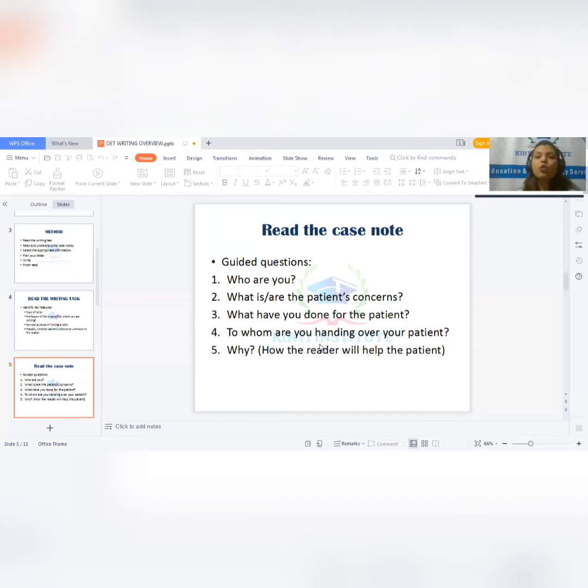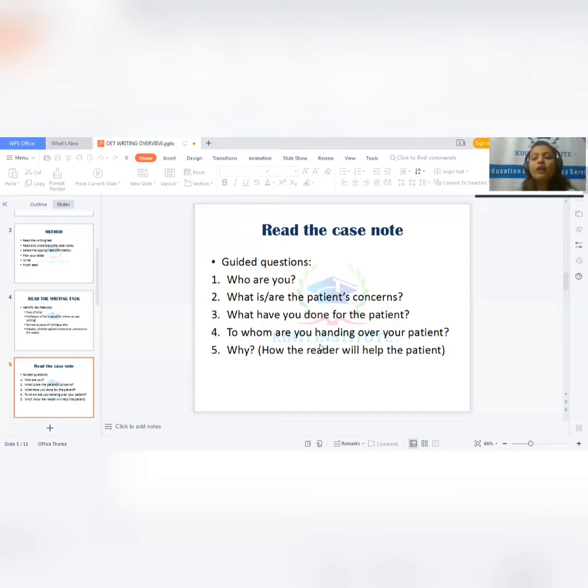So number one is who you are. That means what's your role in this patient's care. What is or are the patient's concerns? It is possible that there might be more than one concern. So you have to see how many concerns the patient has, and who is the reader. For that reader, which concern is appropriate to mention and elaborate about.